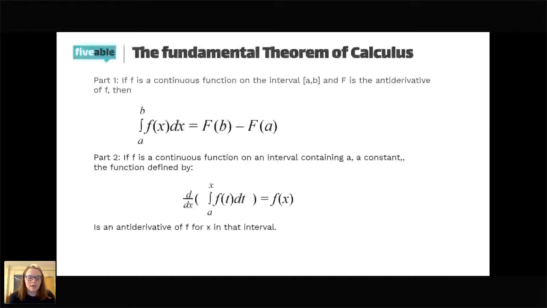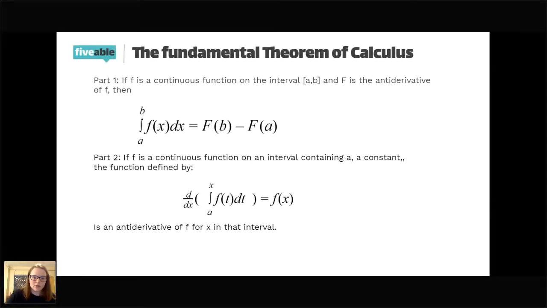Part two, again, f has to be a continuous function. And if your lower bound is a constant a, and your upper bound is x, then if you take the derivative of that integral from a to x of f of t dt, you end up just being left with f of x. We'll talk about that too, but that's really the part that says that the derivative and the integral kind of cancel each other out. They're opposites of each other.